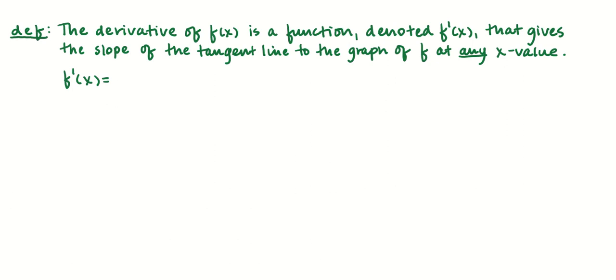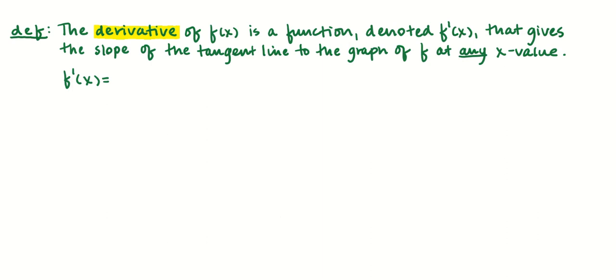All right, so now let's talk about the derivative. The derivative of f of x is a function that gives the slope of the tangent line to the graph of f at any x value. And we call that f prime of x.